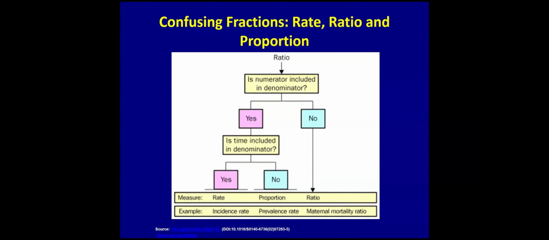The difference between rate and proportion in a study is that rate has some time component included in the denominator in terms of how we express it, whereas in case of proportion, we don't have a time component. This is the difference between rate and proportion.